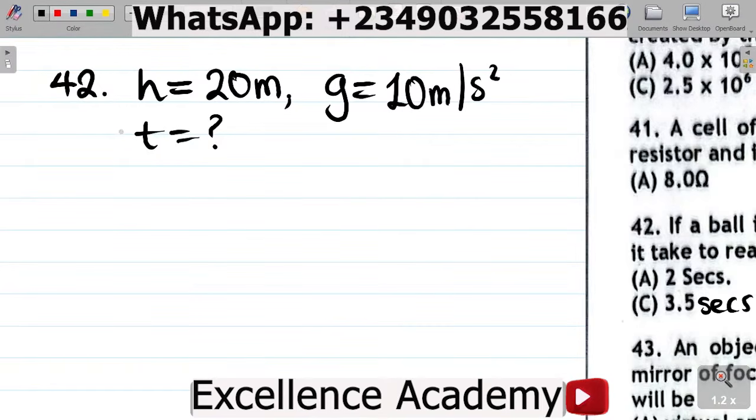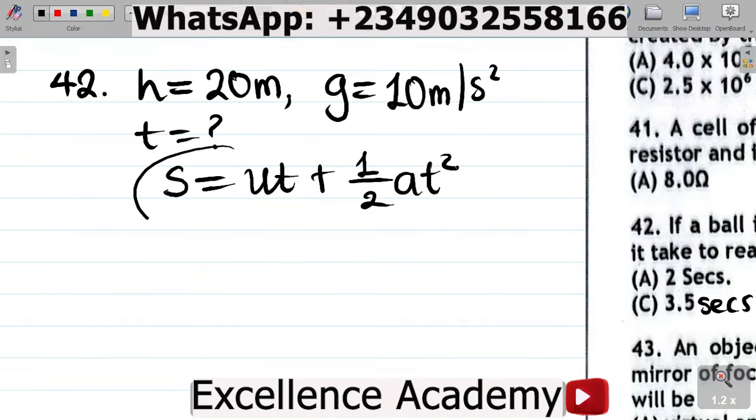Now, this question is under free fall. We've also discussed the concept of free fall. Check the JAMB and post-UTME classes, go to playlists, check the JAMB and post-UTME classes under motion. We've discussed this particular topic. And for this question here, we use the equation of motion. Now recall that one of the equations of motion says that s is equal to ut plus half at squared. We're using the same equation here, but in the concept of free fall.